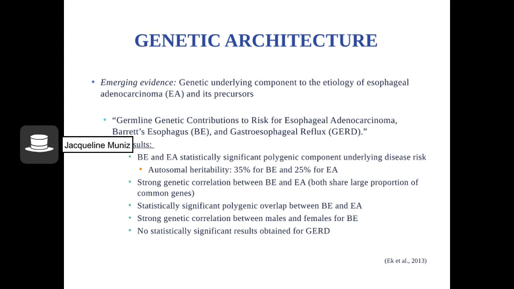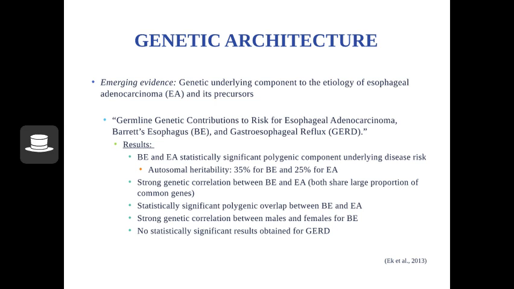As far as the genetic makeup of these gastrointestinal diseases, emerging evidence suggests a genetic underlying component to the etiology of esophageal adenocarcinoma and its precursors. In a study by Eck et al., genome-wide association data was used to investigate the genetic architecture underlying GERD, Barrett esophagus, and esophageal adenocarcinoma. Researchers applied a method to estimate the variance explained and the genetic correlation between these three diseases by considering all single nucleotide polymorphisms simultaneously.